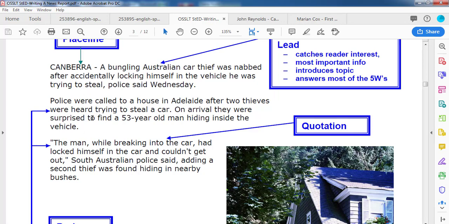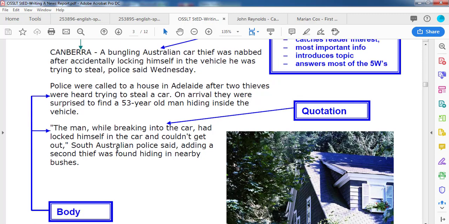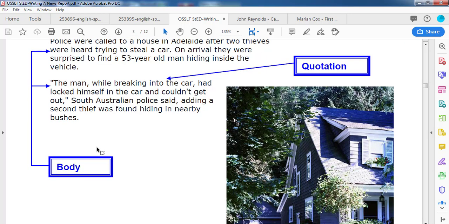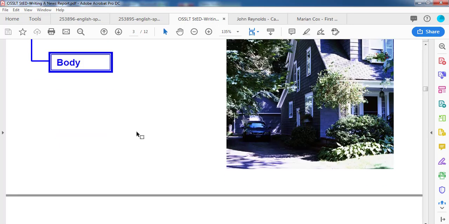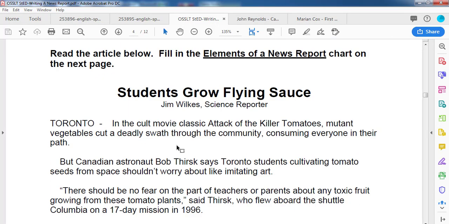Now you are explaining how the story happened, who our characters are, what happened, and why it happened. At the end, you will put a quotation, somebody to verify your story and to make your story real. And you will use, of course, direct speech, as we said.